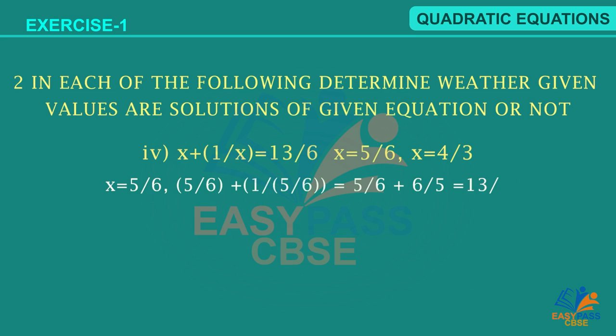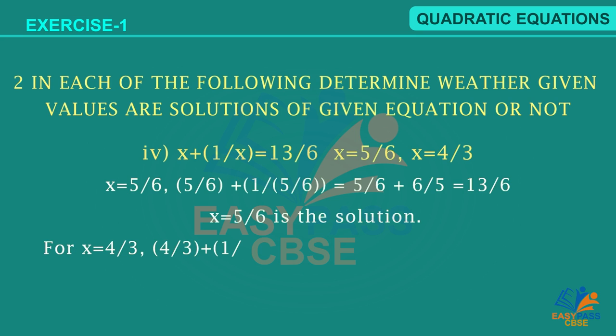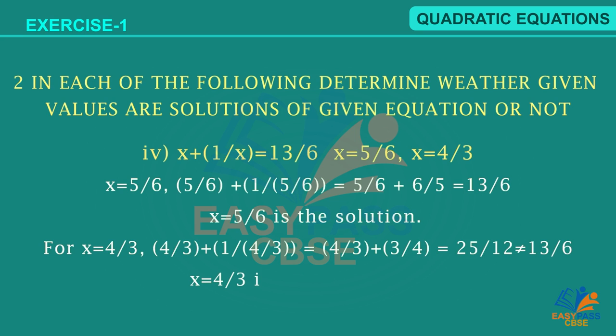On simplifying, you will get 13 by 6. So, x is equal to 5 by 6 is a solution. Next, x is equal to 4 by 3. We have 4 by 3 plus 1 over 4 by 3, that is 3 by 4. On simplifying, we get 25 by 12, which is not equal to 13 by 6. So, x is equal to 4 by 3 is not a solution.